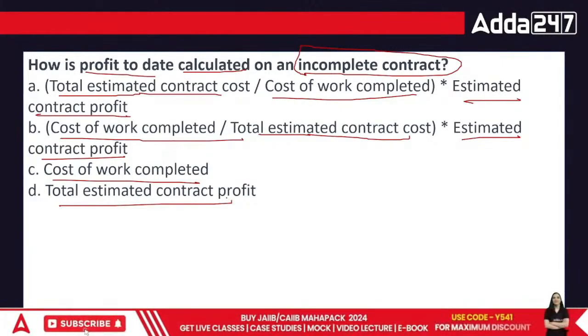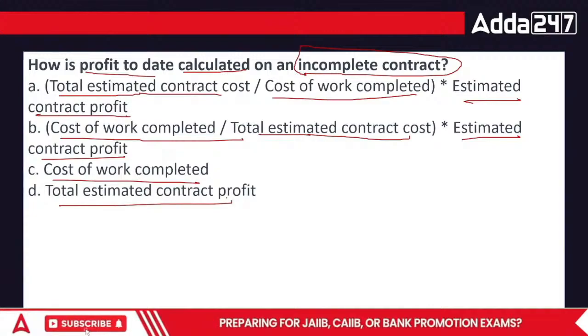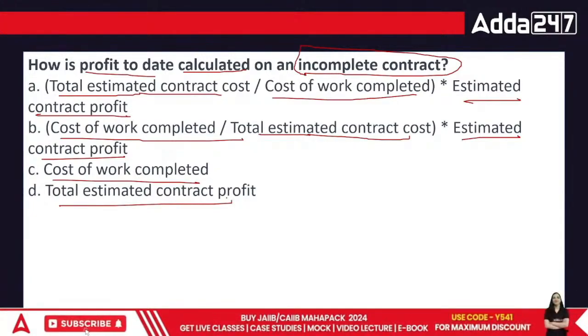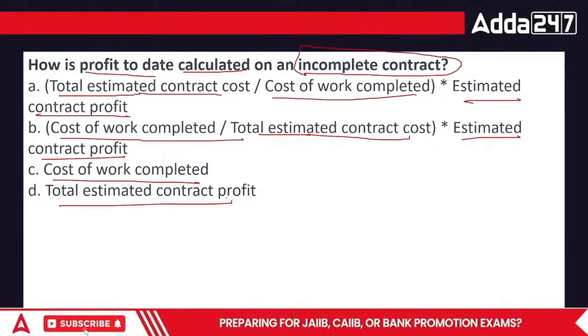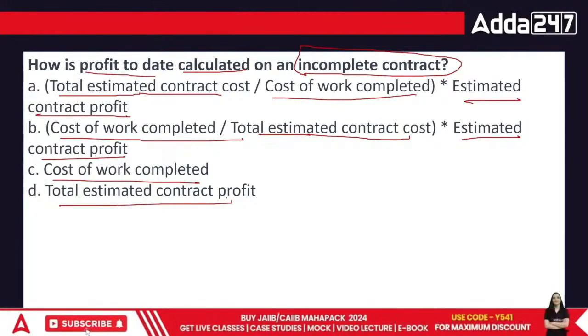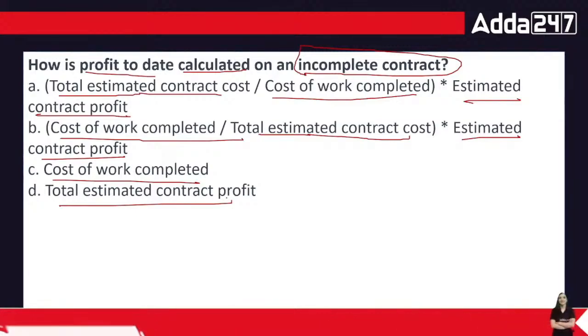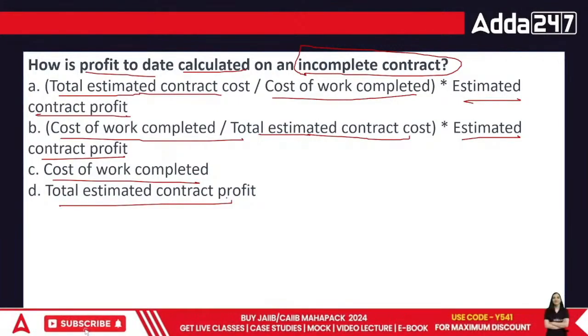How is the profit to date calculated on an incomplete contract? When we talk about an incomplete contract, which is not fully done, obviously we will not pay for the entire work. We would be paying only for the work which is actually done. The rule is, because if I give the entire money at once, probably the person will not do the work properly, which is very, very dangerous for us, because if he leaves the work in between, how will we handle the entire situation? You know, it's obvious.